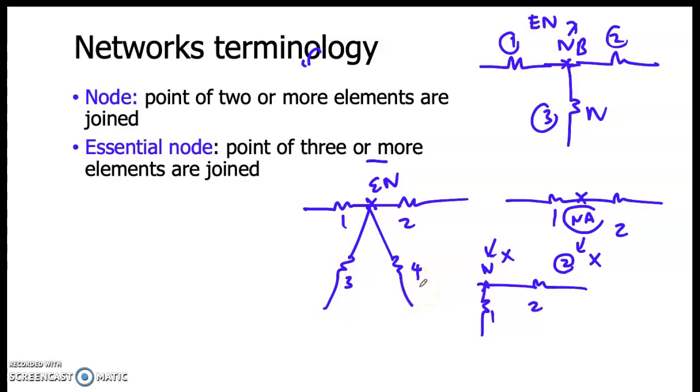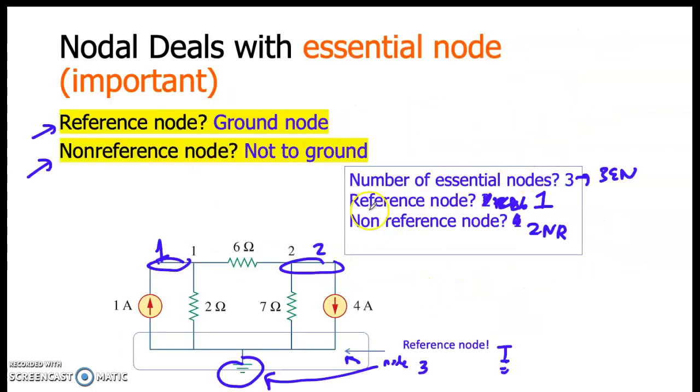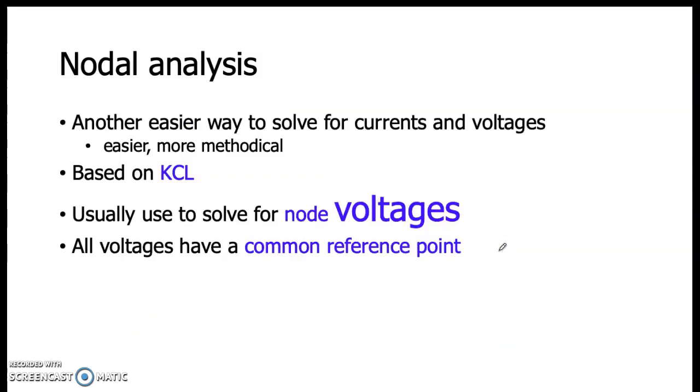Okay, so that's how you're going to see which one is the reference node, the one that is connected to the ground, and which one is a non-reference node. This is non-reference node 1 and this is non-reference node 2. Okay, sorry for the mistake here. Okay, now nodal analysis. This is just another way. The one that you solve with a mesh is the first way, and from the same circuit you can also use nodal analysis.